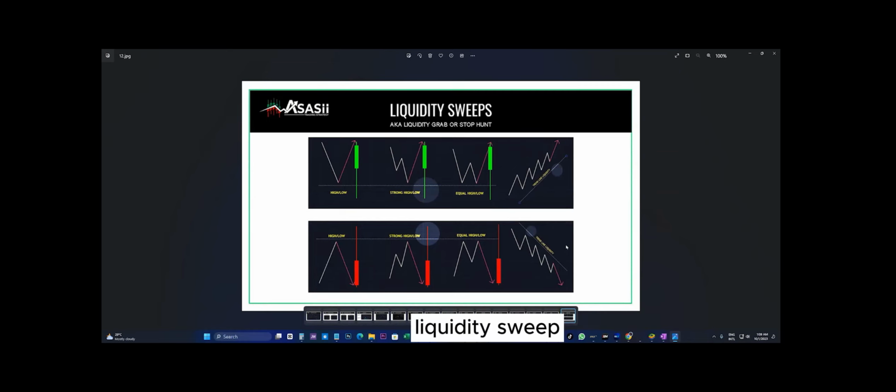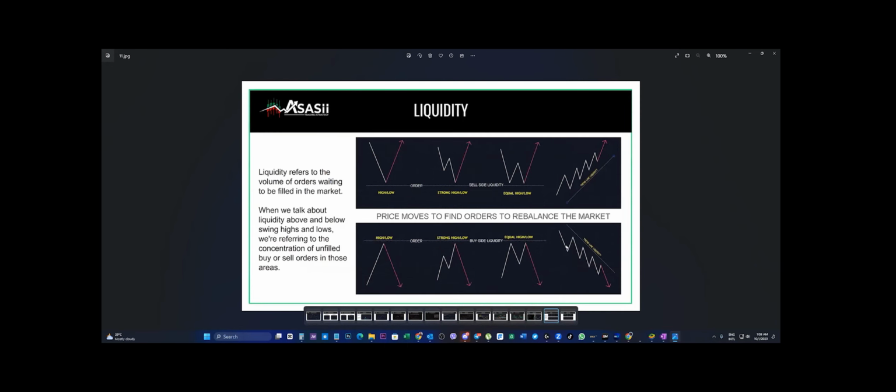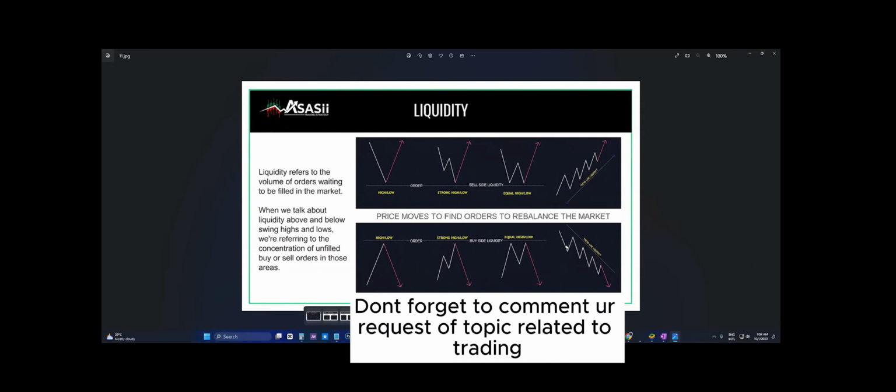Liquidity sweep, ato, makikita nyo, baka makaligtaan nyo rin. You can take a picture of this sa mga susunod nating video.